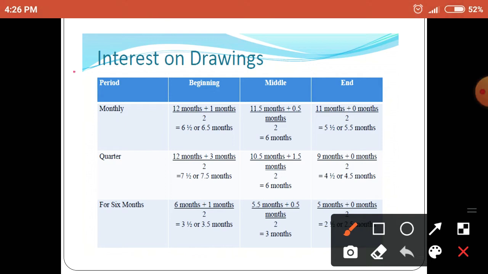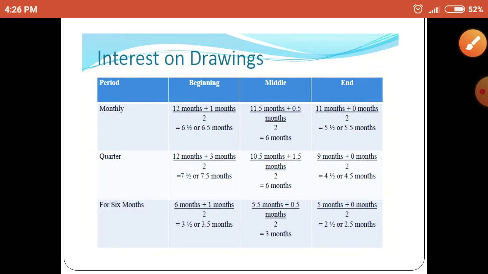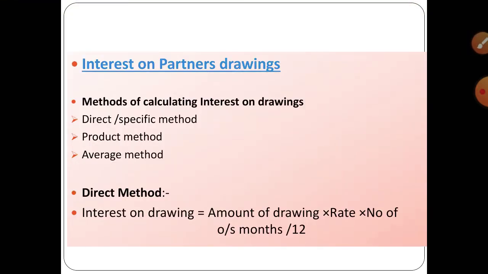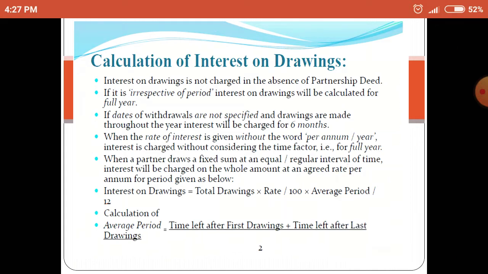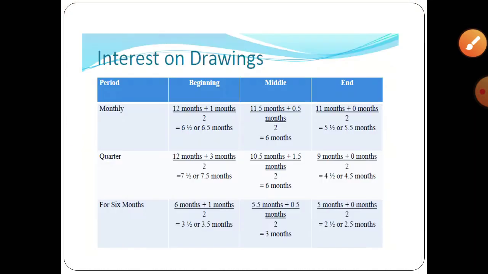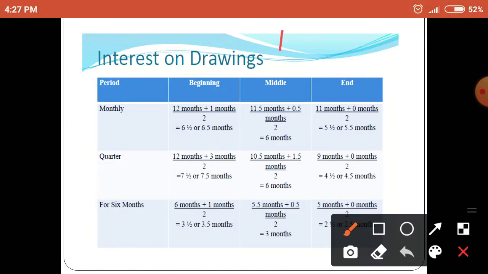Next, interest on drawing under the average paid method. While calculating interest on drawing under the average paid method, we have discussed it in the first slide. Let's see here. Under the average paid method, interest on drawing is equal to total drawing into rate of interest into average paid upon 12. So how do we calculate this average paid? Let's see this in the table.